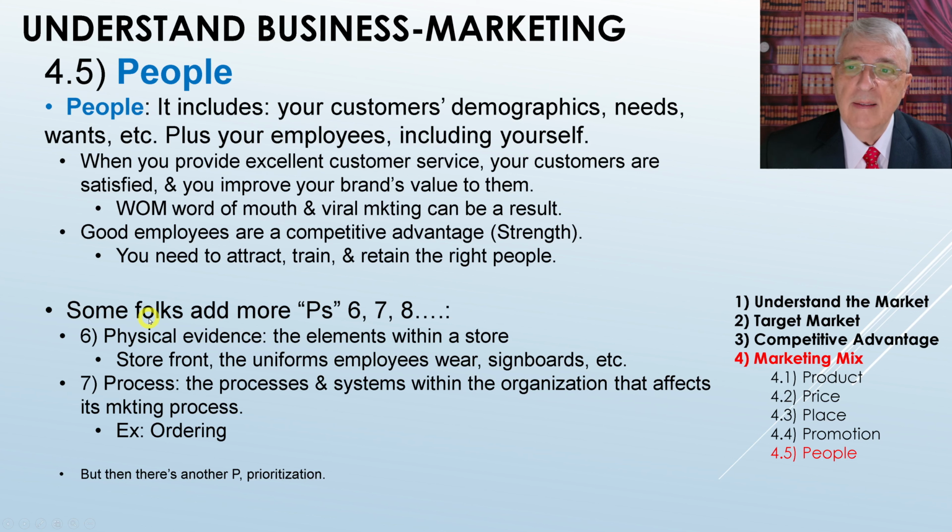So there are more P's. There are 6, 7, 8 P's. There's like physical evidence, elements within a store. To me, that's more sales than it is anything, or it could be your distribution strategy, storefront, uniforms employees wear, and so forth. To me, this is more of a sales or distribution item. Process, the processes and systems within the organization that affects the marketing process. So for example, if you have a good ordering system, again, to me, this is more of a sales issue. Another P, if I was going to add one, would be prioritization. So this is why I picked the 5 Ps I did.